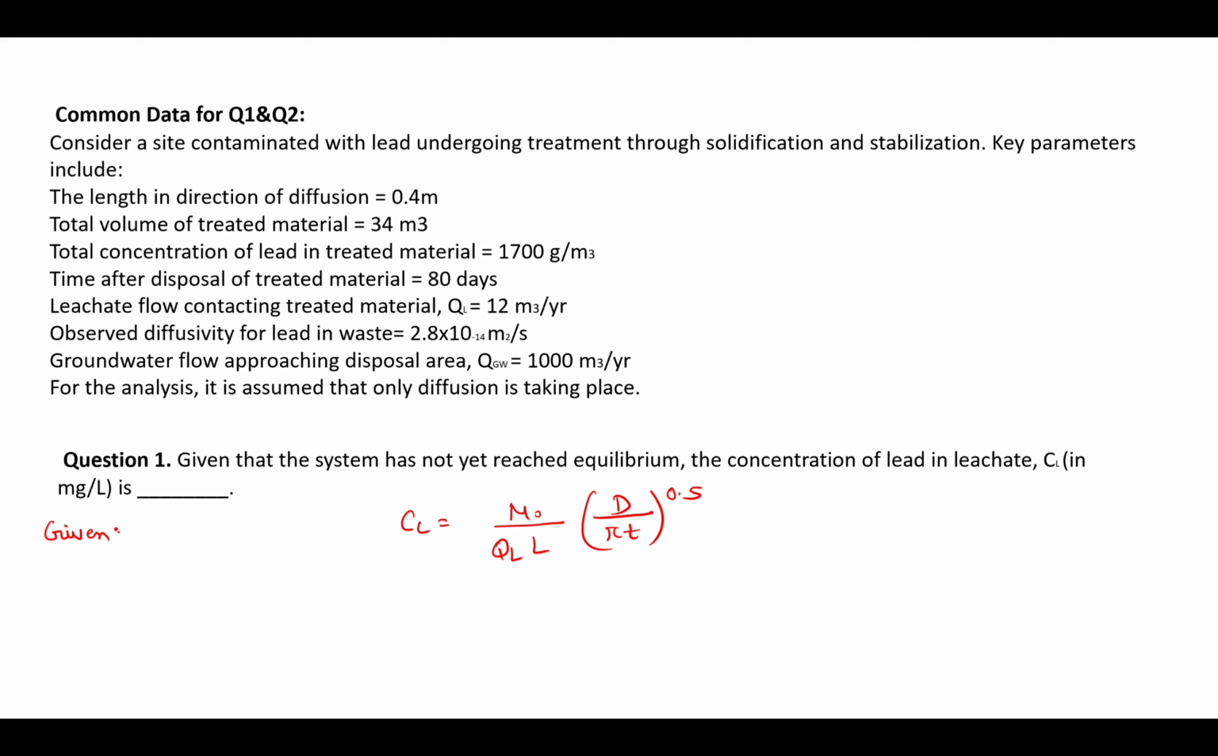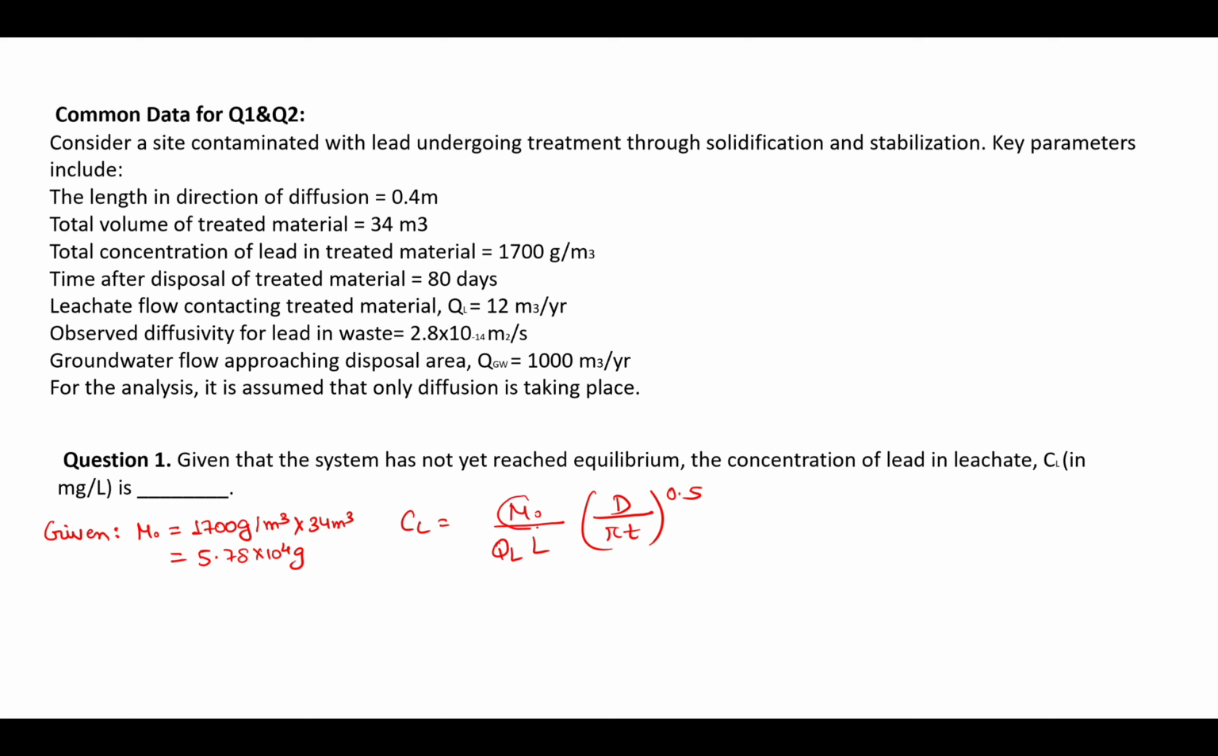So let's write everything which is given. M naught, the concentration of the lead in the treated material, is 1700 gram per meter cube. We will find the total mass by multiplying with the volume of the treated material, which is 34 meter cube. So we get the overall mass as 5.78 into 10 raised to the power 4 gram.